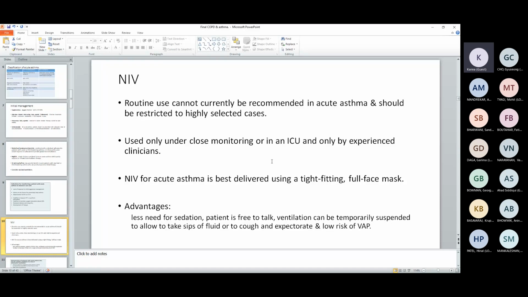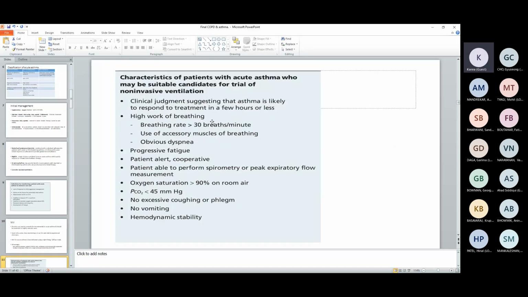interface. And compared to invasive ventilation, it has several advantages: it needs less sedation and the patient is free to talk, and the ventilatory support can be temporarily disconnected to allow the patient to take oral intake or to cough and expectorate. And there is also a reduced risk of ventilator associated pneumonia. So these are the patient groups who get benefit or are more suitable for non-invasive ventilation.